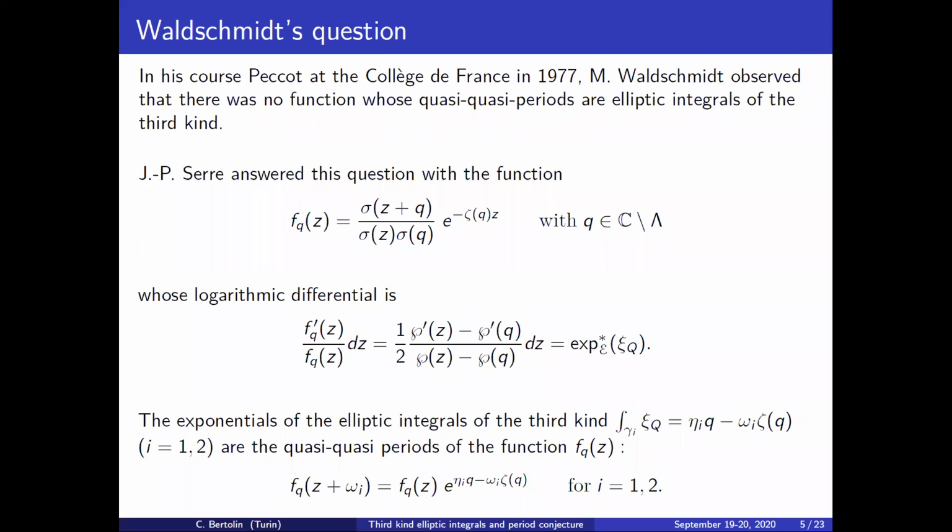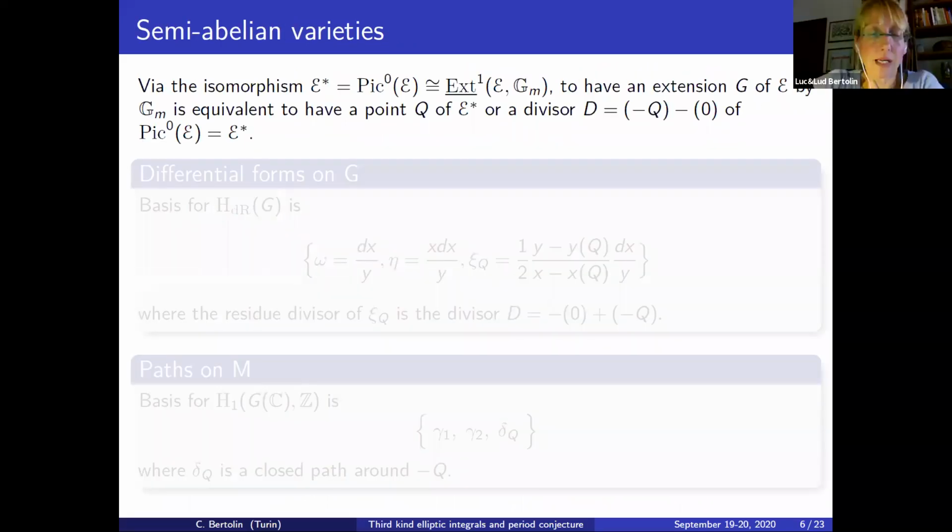So now I want to go on. I want to introduce semi-abelian varieties. Semi-abelian varieties are extensions of abelian varieties by tori. In this talk, I will speak only about elliptic curves, and for us, the tori are just the multiplicative group, Gm. So a semi-abelian variety is an extension of our elliptic curve by Gm.